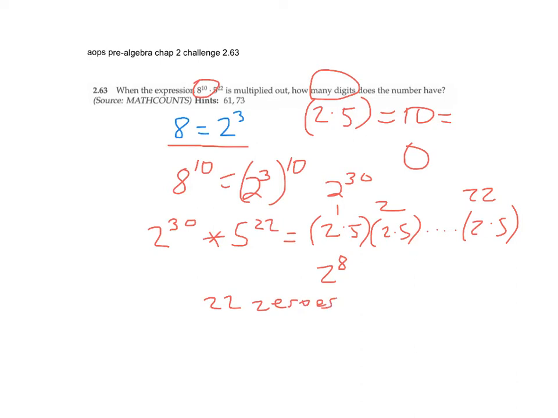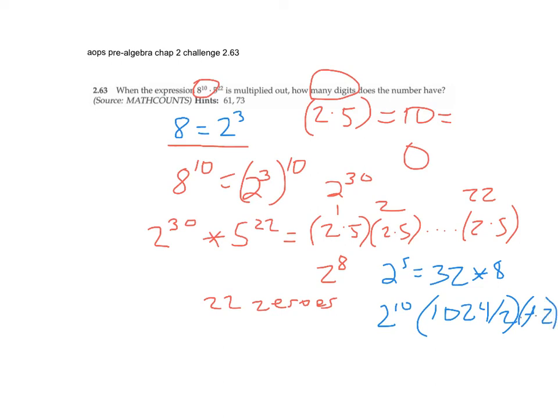Okay, but let's think about 2 to the 8th. So 2 to the 5th is 32. 2 to the 10th is 1024. So you can either multiply by 8 or divide by 2, either way. So if you do times 8, you get to 2 to the 8th, or divided by 2, divided by 2. And what do you get to? You get 256. So you get 256 and then 22 zeros.